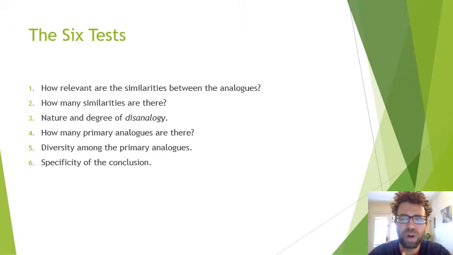How diverse are the primary analogs? And how specific is the conclusion? That's really important. Because often at a very general level, you can say, for example, the brain is like a computer. Both are capable of problem solving. That's a very general, almost vapid conclusion. The brain is like a computer. Both are capable of problem solving. So the relevant property they have is problem solving.